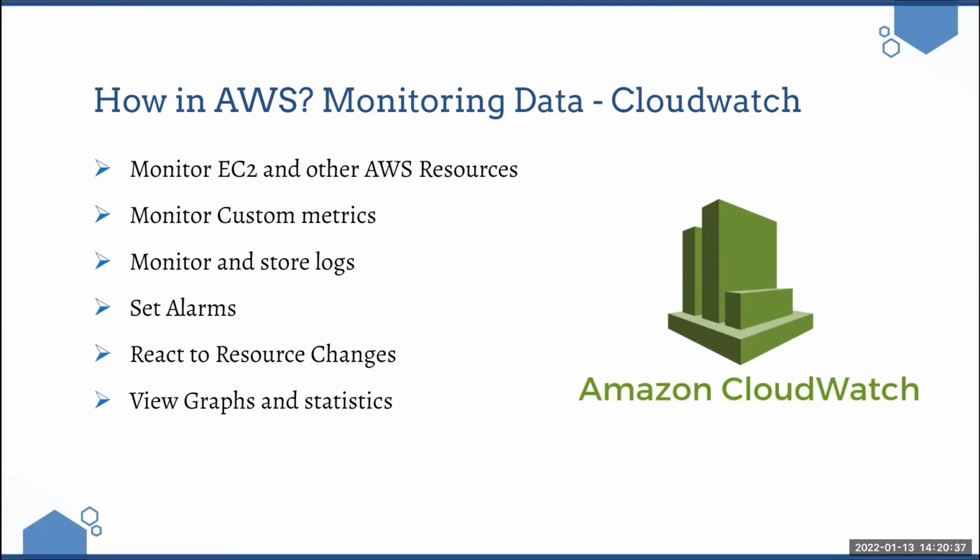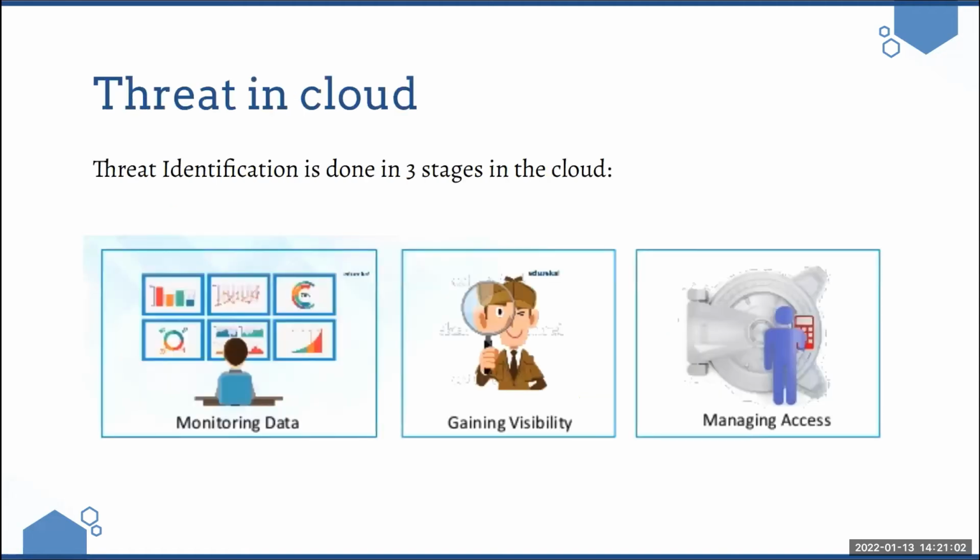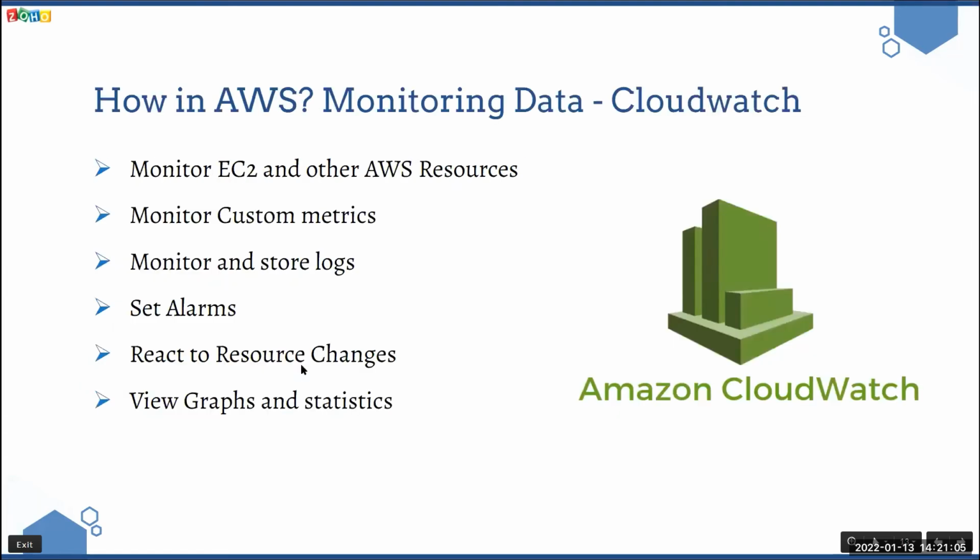For monitoring data, the first phase, CloudWatch is used. It will monitor all the EC2 and other AWS resources, and you can monitor custom metrics as well, and monitor and store the logs. You can set your own alarms and create different types of alarms. You can react to resource changes and view graphs and statistics in detail. So that's what we saw in the very first phase, monitoring data. The service which Amazon uses is CloudWatch.